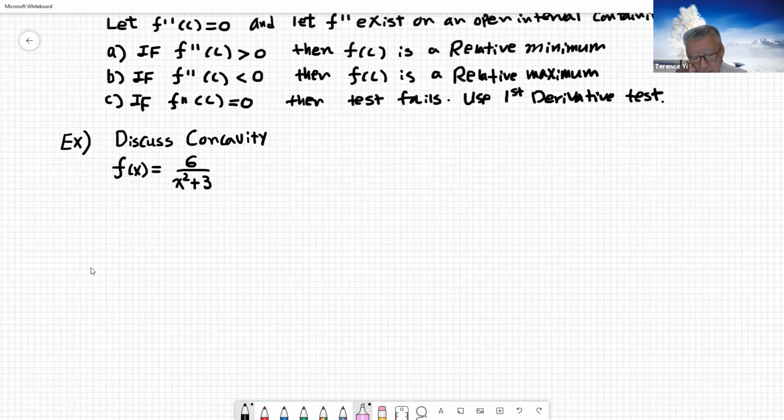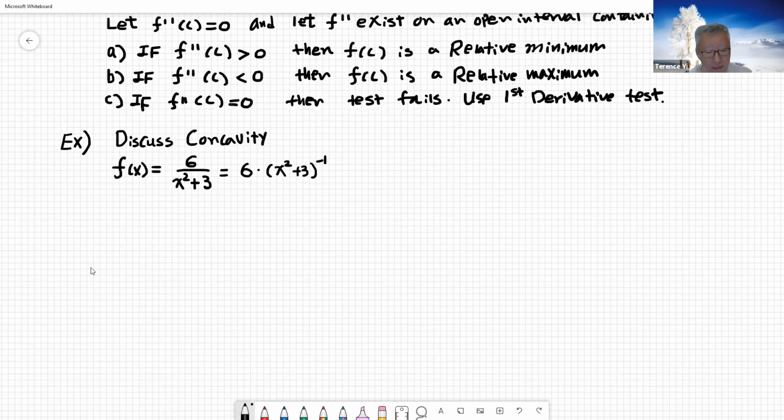So let's say we have a function f of x equals 6 over x squared plus 3. We want to discuss the concavity. Okay. So concavity simply means that you're going to have to come up with a second derivative. So let's go through this. First, I'm going to rewrite this as 6 times x squared plus 3 to the negative 1.